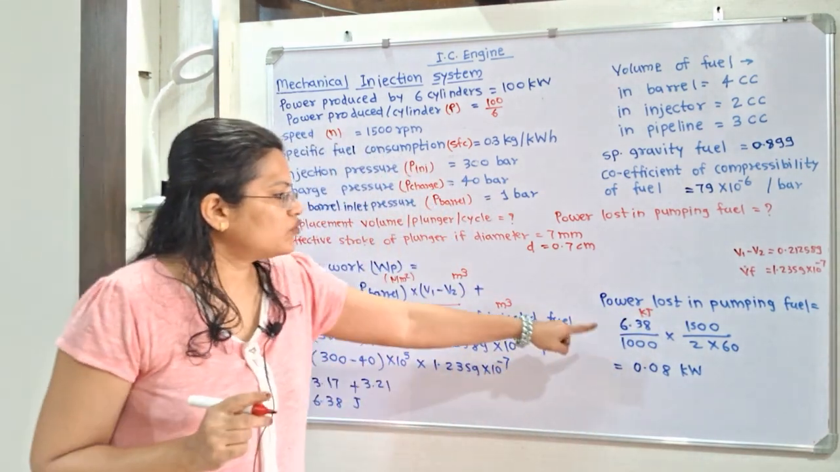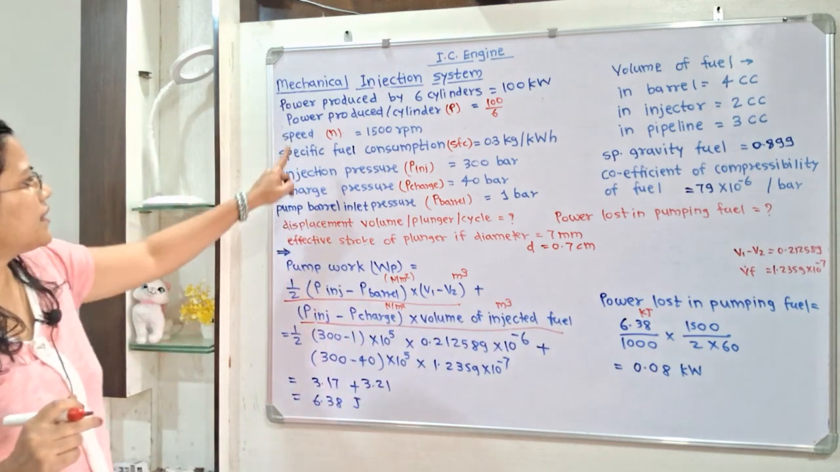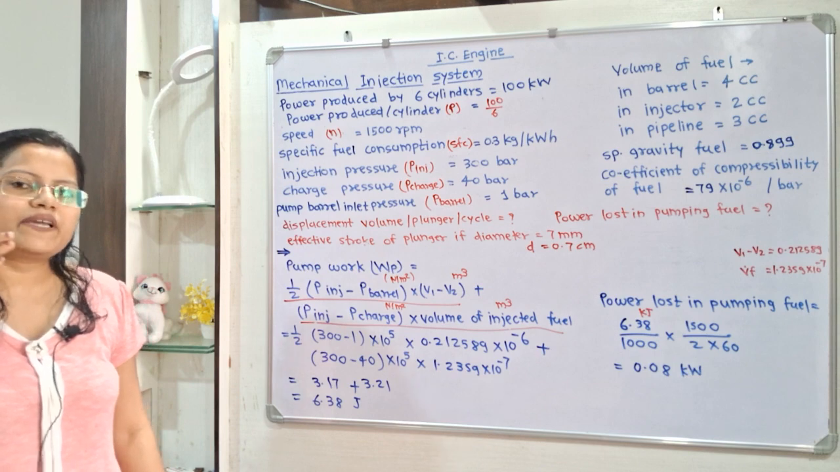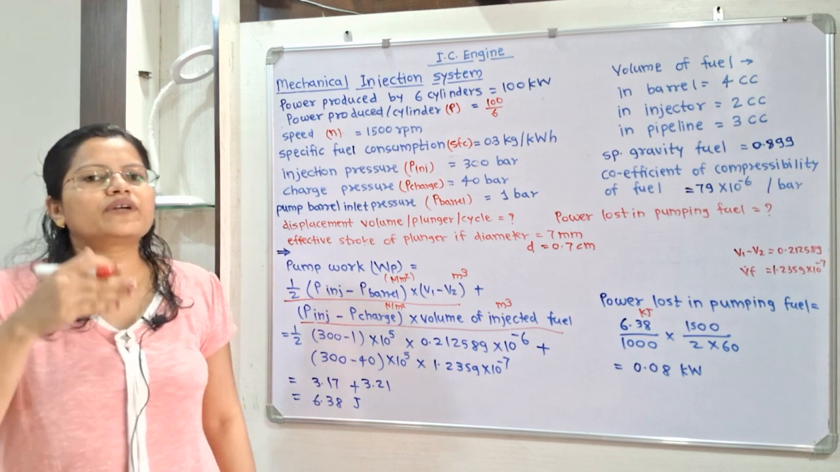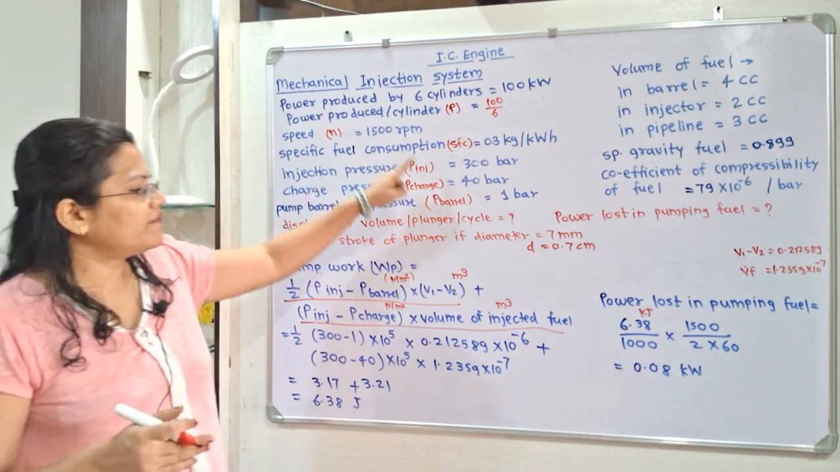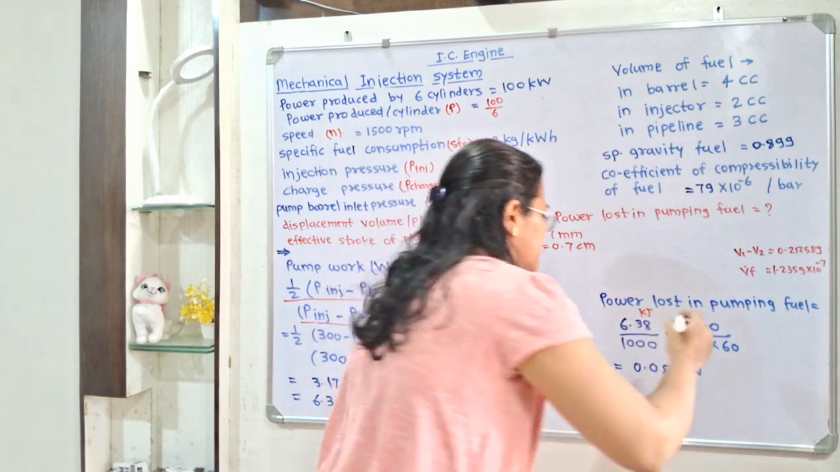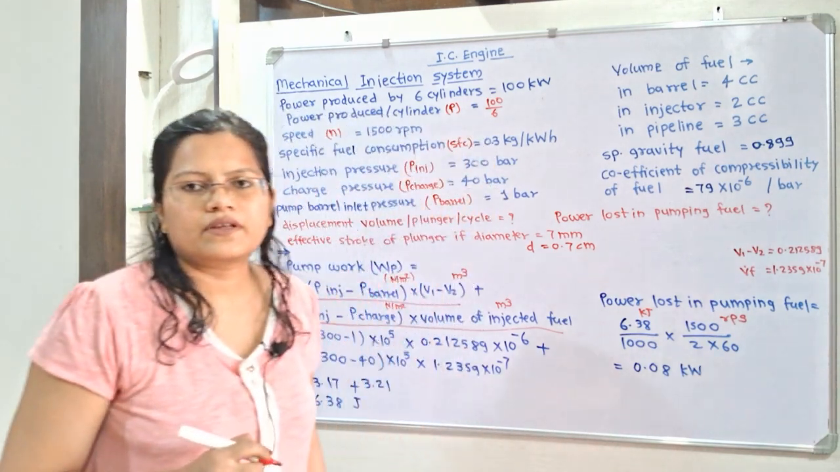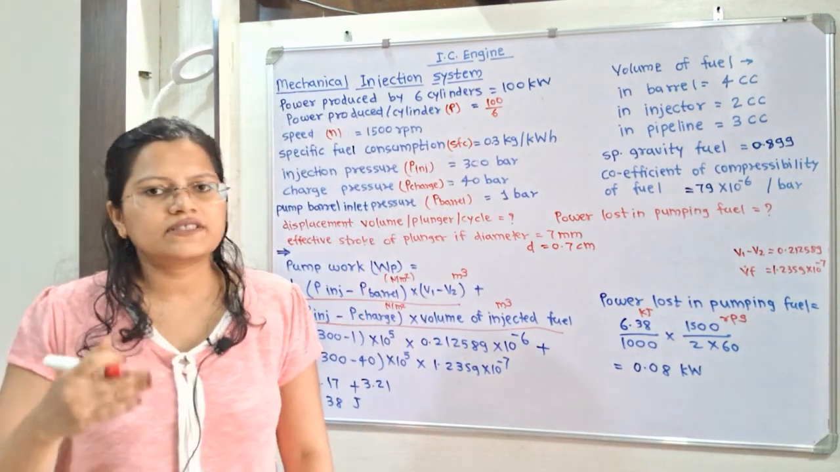Then we have to multiply this by RPM by 2. So this RPM, revolution per minute, we have to convert into revolution per second. So again we will divide here by 60. So this term will be in RPS, that is revolution per second.